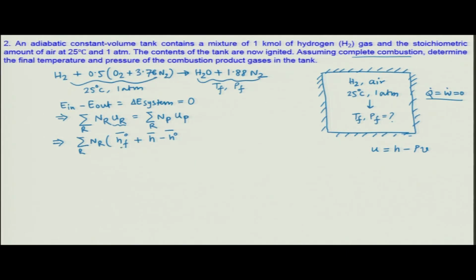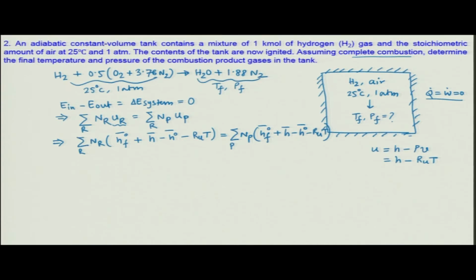So, this is nothing but H, whatever we have written here, and then you have to subtract PV, and this PV is basically RuT, right. Okay. So, I can just substitute it as RuT, and so this is the reactant species, and that should be equal to the product species, which is NP times HF naught plus H minus H naught minus RuT. Okay. This is for the product side.